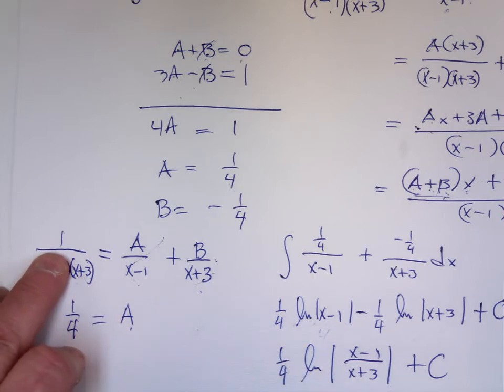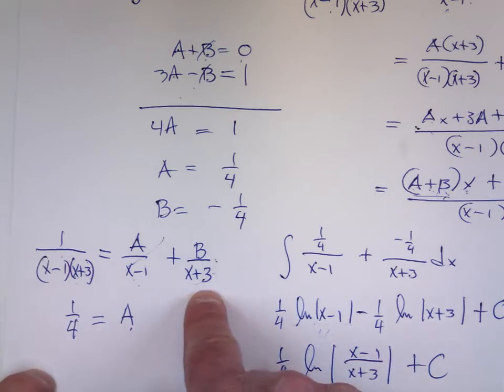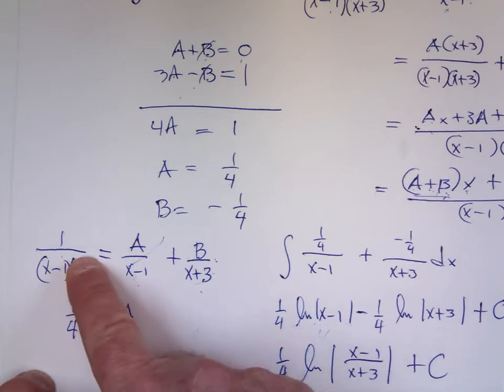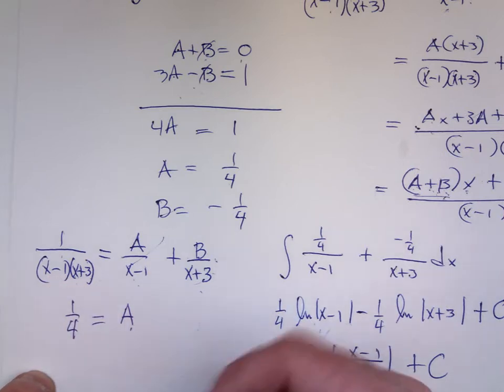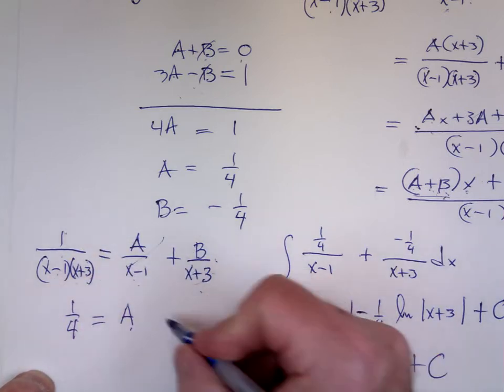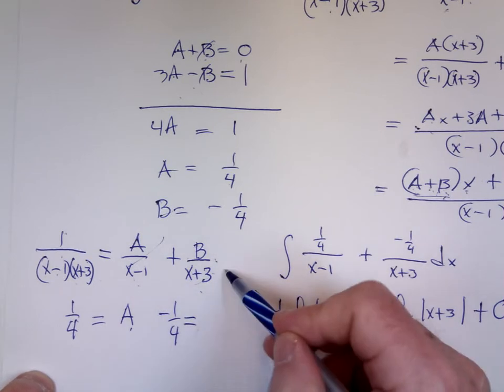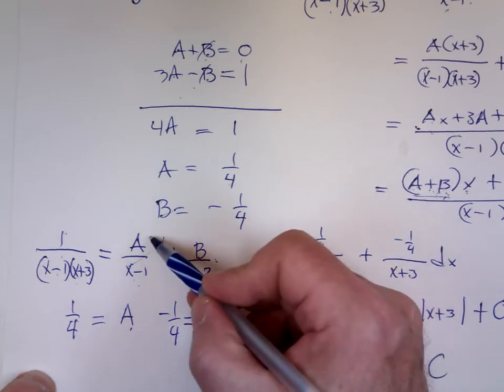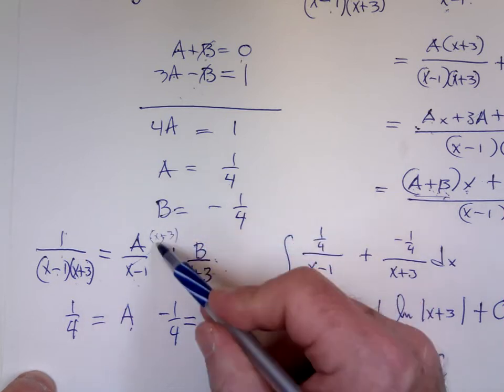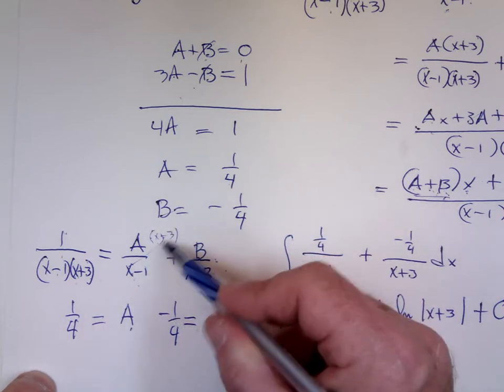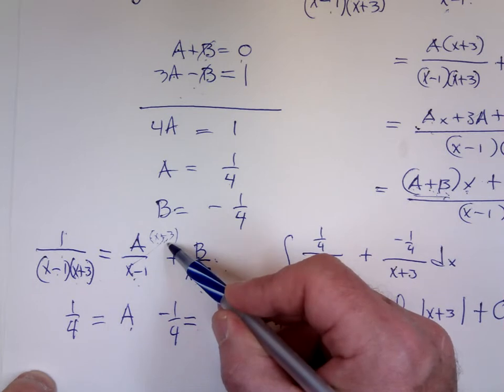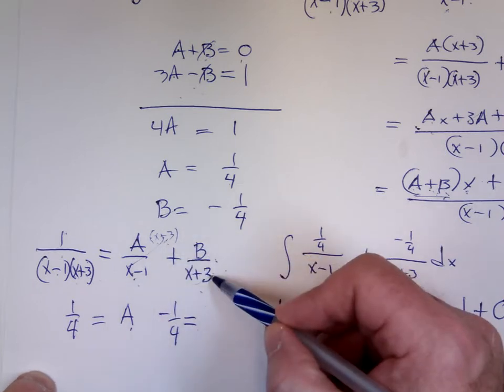Now, I'm going to multiply by x plus 3. This is gone. And now I'm going to let x equal negative 3. Negative 3 minus 1 is negative 4. I get negative 1/4 here. What happens on this side? When I multiply this by x plus 3 and let x equal negative 3, this is multiplied by 0. It's gone. When I multiply this by x plus 3, the x plus 3's cancel. I get b.